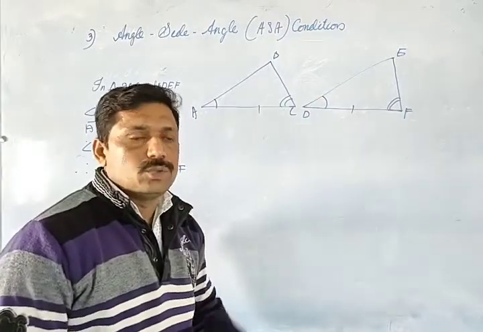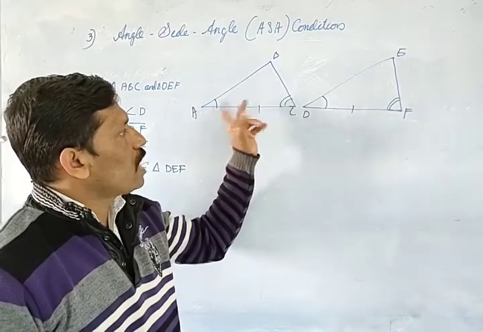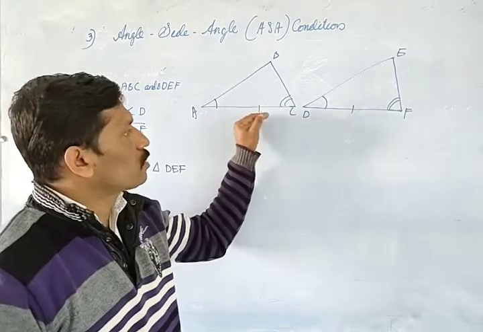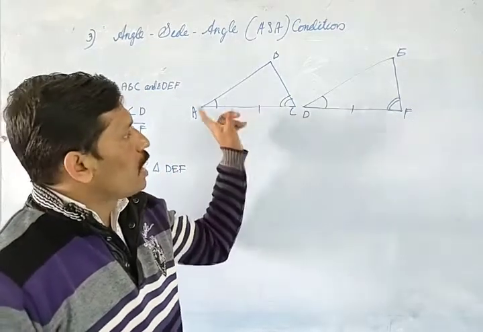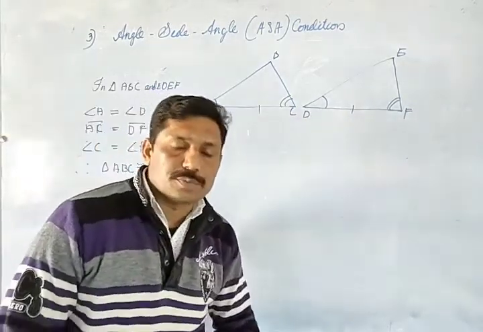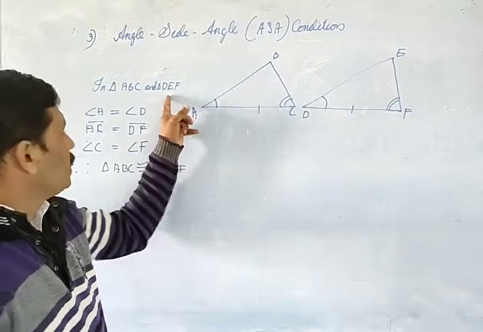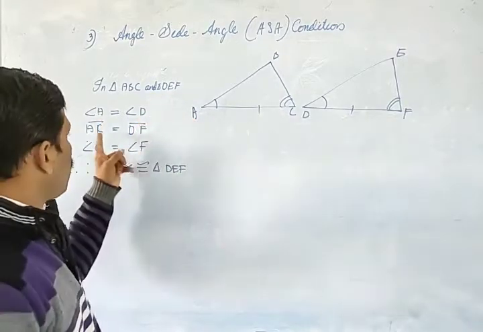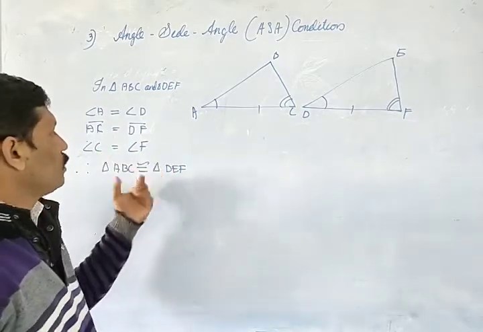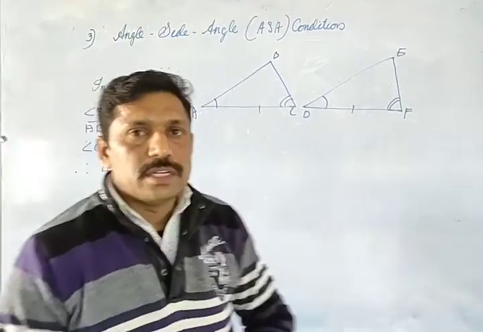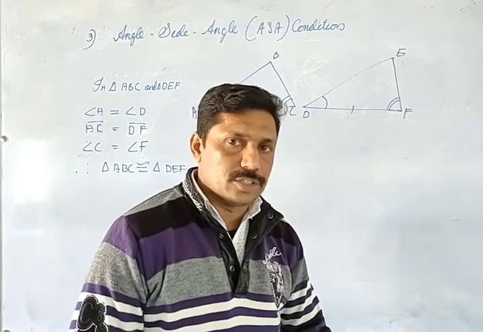That means the two angles and an included side: the side on which the angles are included is called the included side. These included sides and two angles of both these triangles are correspondingly equal. Therefore, these two triangles are said to be congruent. That means in triangle ABC and triangle DEF, angle A is equal to angle D, side AC is equal to side DF, and angle C is equal to angle F. Therefore, these two triangles are congruent. This condition is called the ASA condition or angle side angle condition.